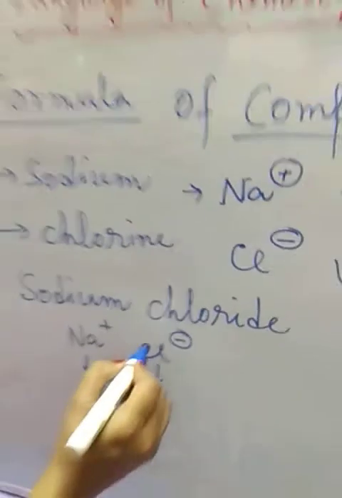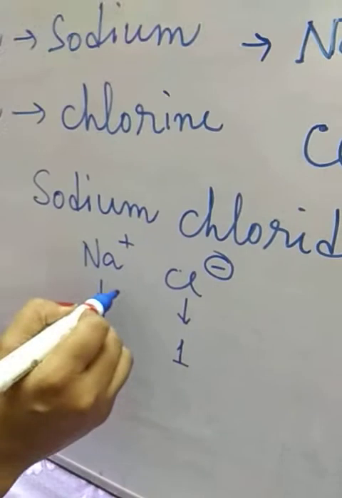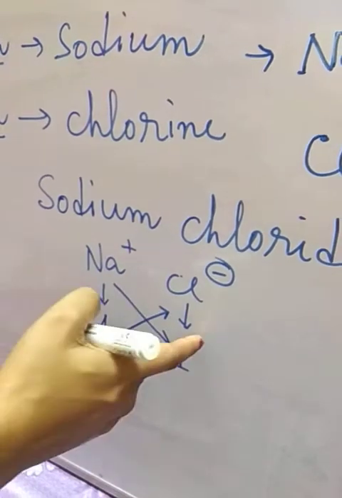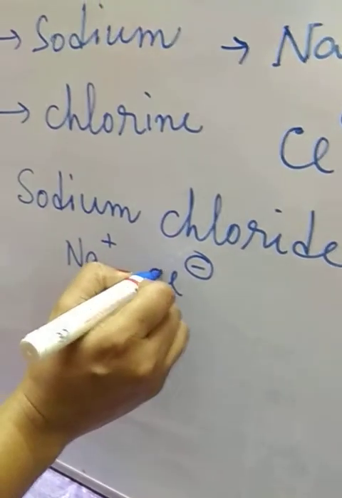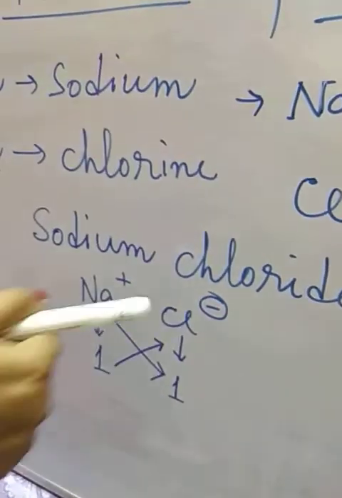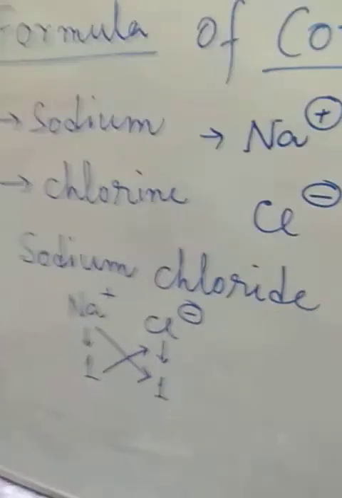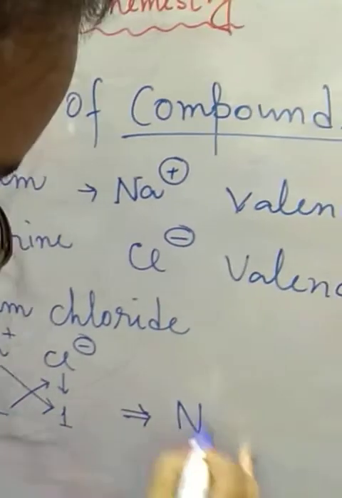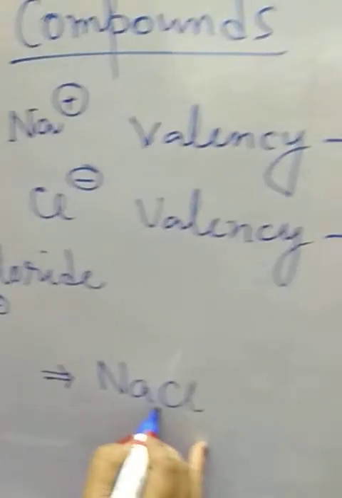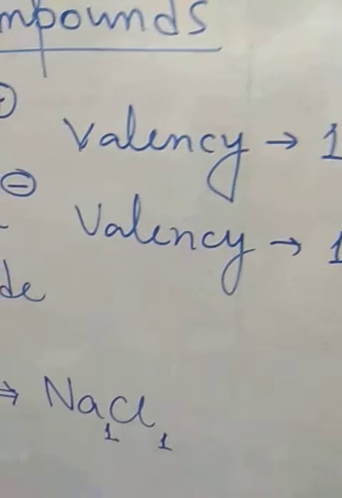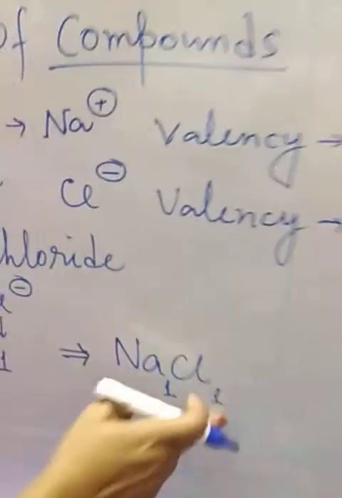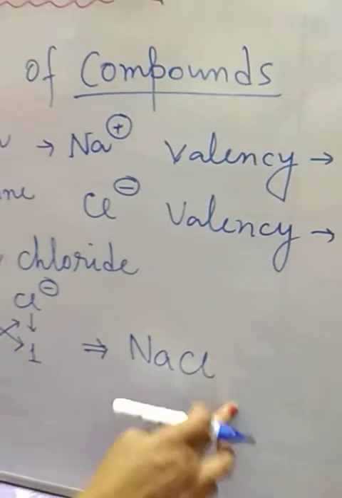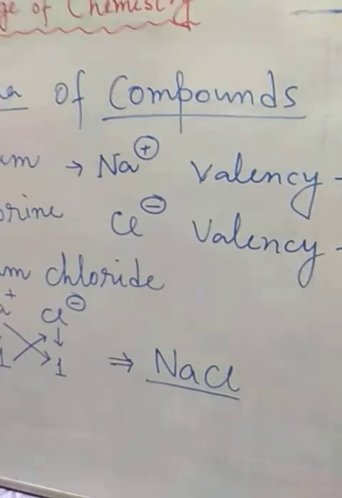So when we write the formula of sodium chloride, we have to just cross the valencies. That means sodium's valency we write with the chloride ion, and the chloride ion's valency we write with the sodium ion. From this we get the formula Na1Cl1, but as both are 1, we remove them and only NaCl will be the formula of sodium chloride.